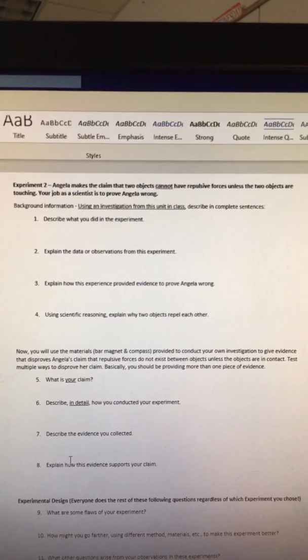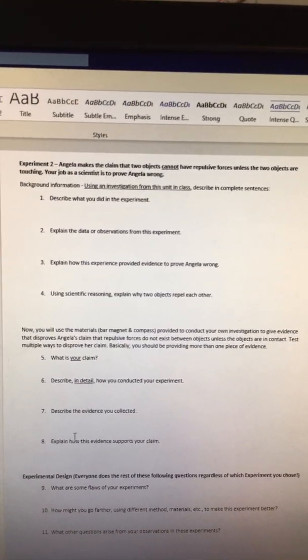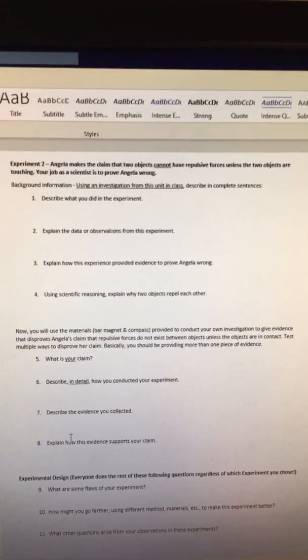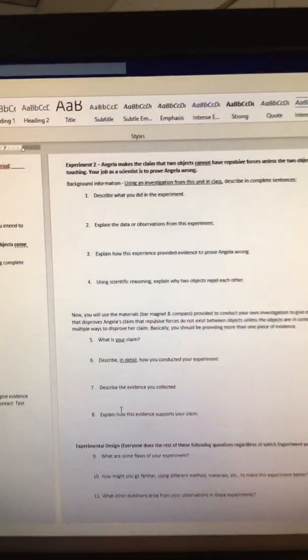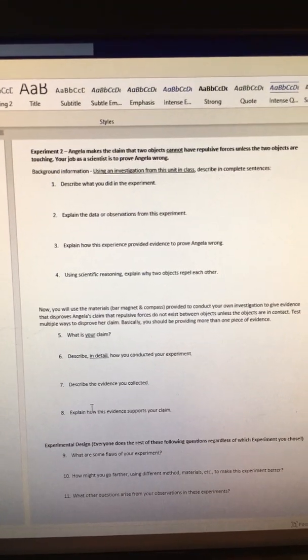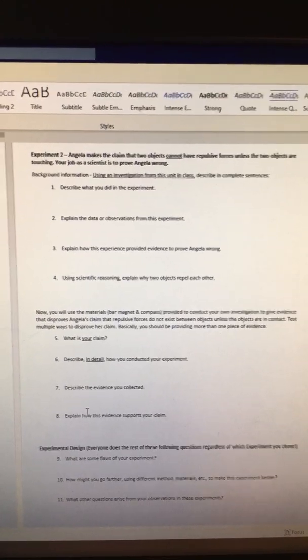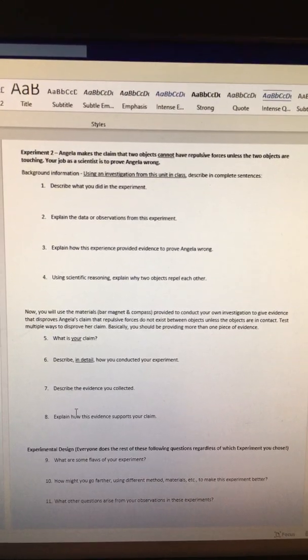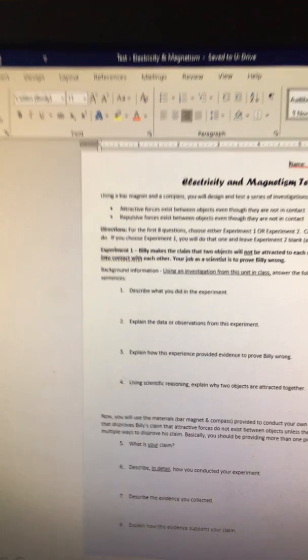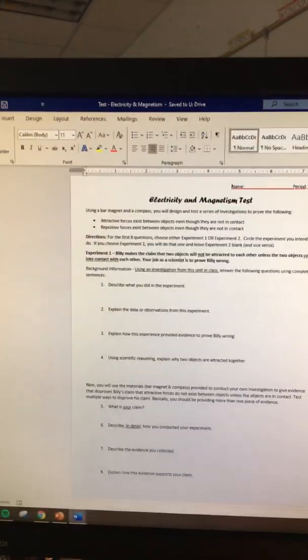If you choose experiment 2, you have Angela, who thinks that two objects won't repel each other unless they're touching. Okay, so again, if I have two repelling magnets, they have to be touching in order for them to repel each other. So you are going to do what you can to prove Angela wrong if you choose experiment 2.